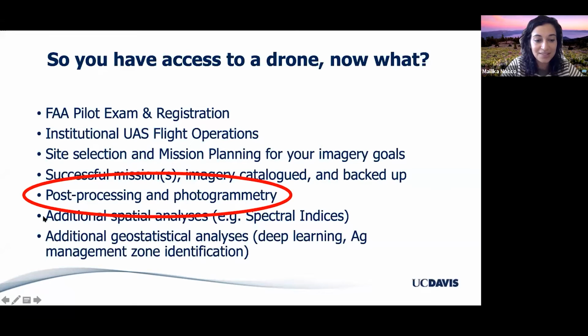After this come the additional spatial analyses. I'll talk a little bit about how to do this. You can do some of it in Metashape, though I wouldn't recommend doing a lot of that. And then any additional geostatistical analyses that you might want to do, some deep learning. In ag, when we're thinking about precision agriculture, for those of us who are interested in that, some management zone identification. Those are the steps that come after this one.